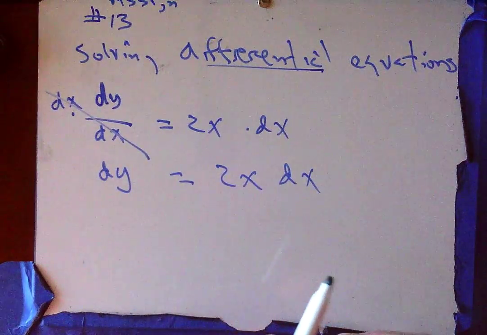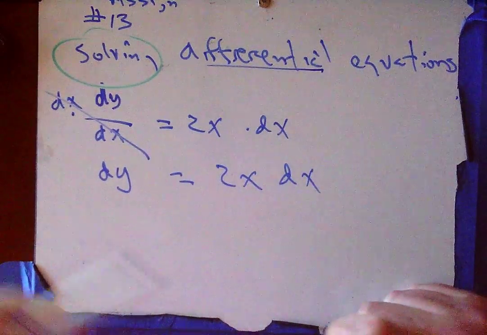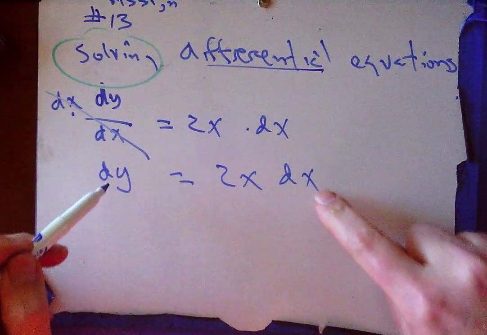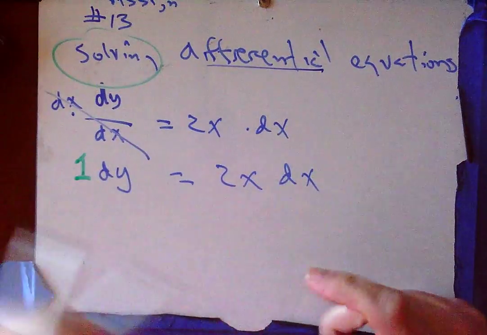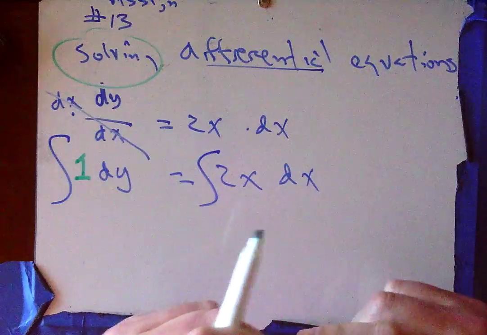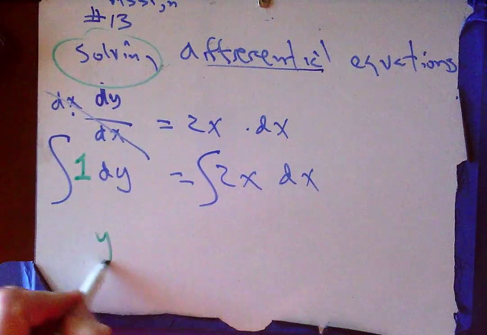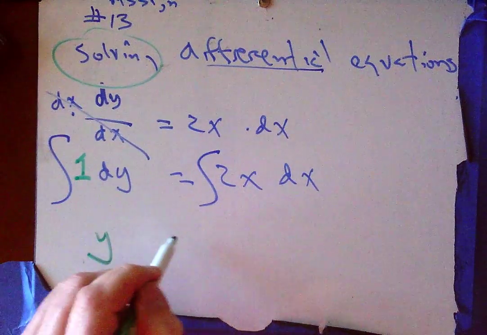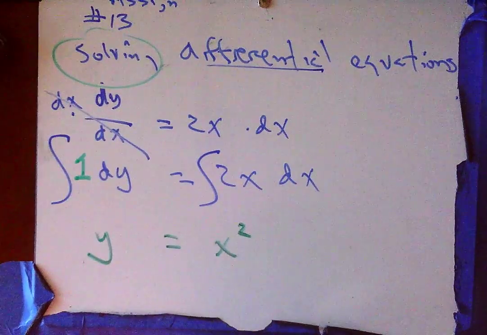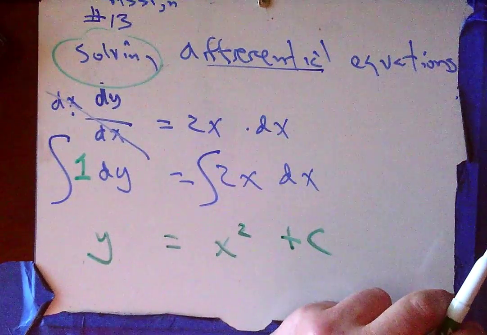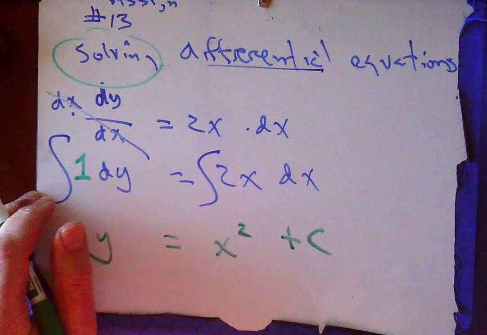So what I need to do now is solve this differential equation. These things are differentials, by the way. Okay, so how do I do that? Well, I need to integrate both sides. So if I integrate over here with respect to y, I'm going to get y. And over here, the antiderivative of 2x is x squared. And don't forget the plus c. Ta-da! There it is. That's all I got.